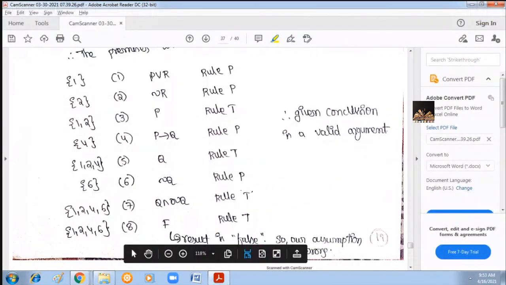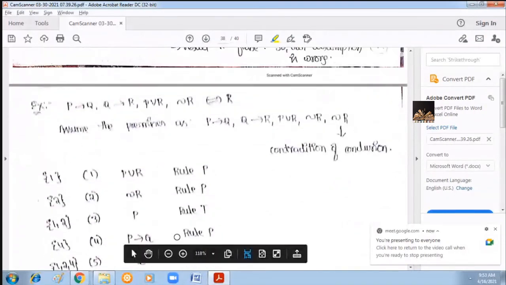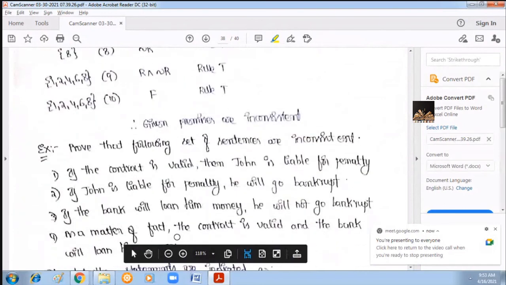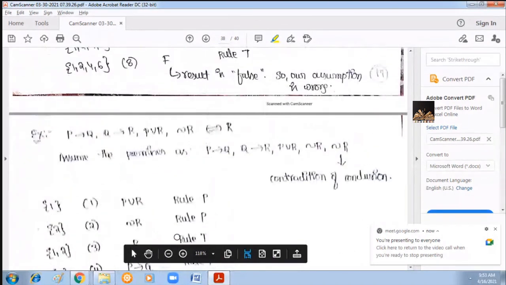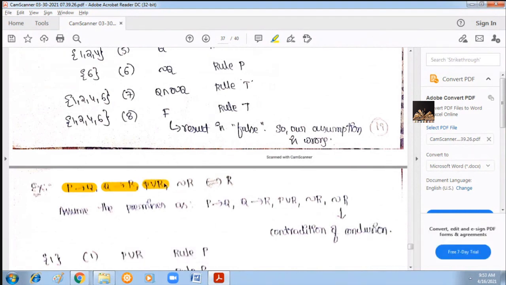Okay. So I'll stop today's session. I'll give you some examples. Please do them. Take this example. Prove that the given set of premises are true. One is P implies Q, Q implies R, P or R, negation R. From this, you have to get the conclusion as R. Please try this. Solve this.